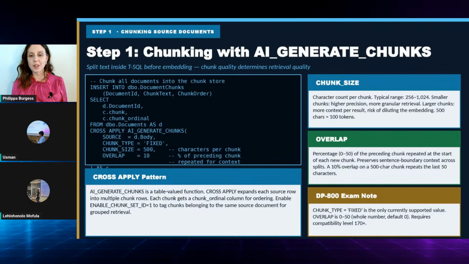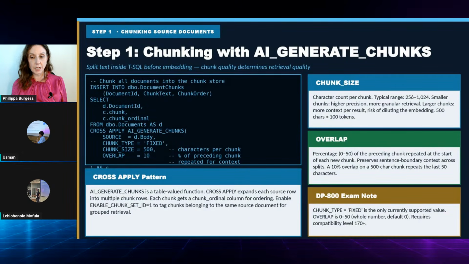So step one, chunking with AI_generate_chunks. We just went through the overview of that. You split text inside SQL before embedding. Chunk quality determines retrieval quality. Chunk all documents into the chunk store, inserting into dbo.document_chunks, and then you use the CROSS APPLY pattern. AI_generate_chunks is a table valued function. CROSS APPLY expands each source row into multiple chunk rows. Each chunk gets a chunk_ordinal column for ordering. Chunk_set_id equals 1 tags chunks belonging to the same source document for group retrieval.